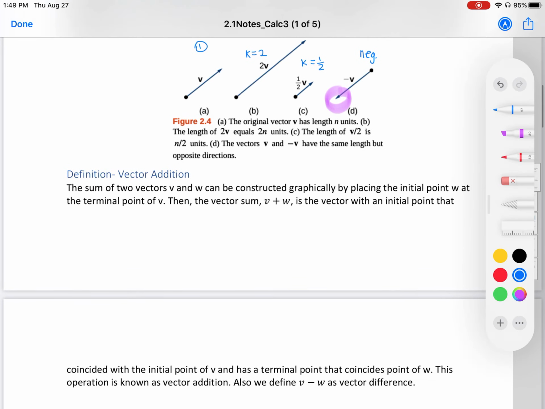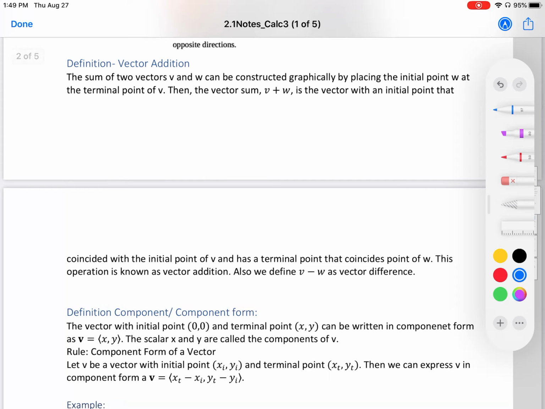All right, moving forward. Definition, vector addition. The sum of two vectors v and w can be constructed graphically by placing the initial point of w at the terminal point of v. Then the vector sum v plus w is a vector with the initial point that coincides with the initial point of v and has a terminal point that coincides with the terminal point of w. This operation is known as vector addition. So what this means is if we have one vector and we're adding, we continue from that vector. This is how we add vectors.